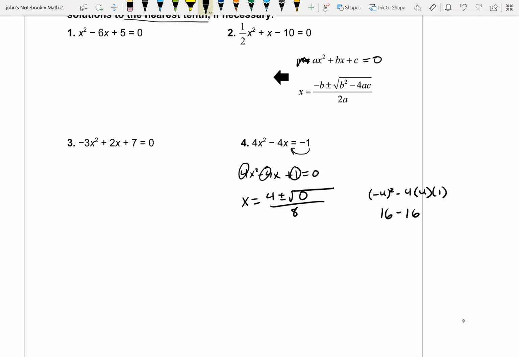So now I got 4 plus or minus 0 over 8. Well, 4 plus 0 is 4 over 8, and 4 minus 0 is 4 over 8. So in this case, this is an example where you only get one answer. And the only reason why we only got one answer is because of the 0 right there. So this b squared minus 4ac, that inside part, it actually has a name. It's called the discriminant.